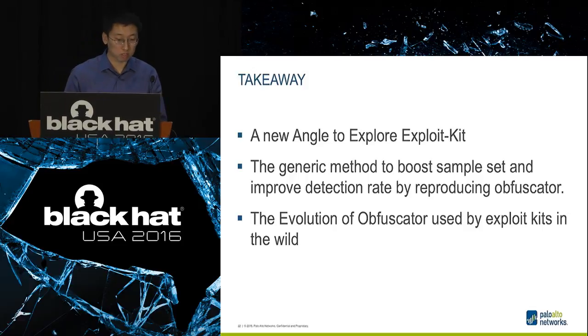Before the end of this presentation, I hope you can learn the following 3 things from our presentation. A new angle to explore exploit kits by looking back from the obfuscated page to the obfuscator, and a generic approach that can boost the sample set and improve the detection rate by reproducing the obfuscator. And then we also show the evolution of obfuscators used by exploit kits in the wild. If you are working in the same field, I hope you can get more insight from this new angle.